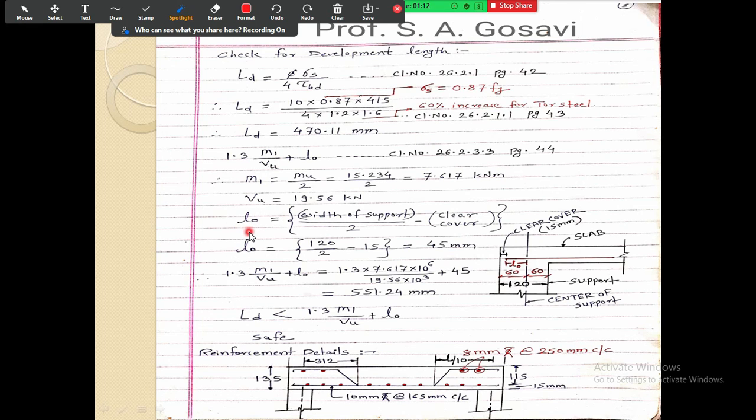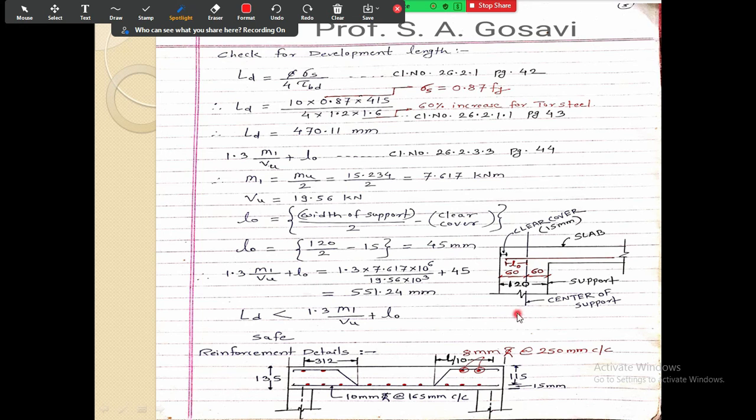And then L0. Here I have shown the diagram. What is the exact meaning of L0? L0 is this much of distance. This vertical line is nothing but the center of support, and this line that I have shown over here is the clear cover, 15 mm clear cover. So from the center of support, if you subtract this clear cover, then you will get this L0. So this is the L0 length.